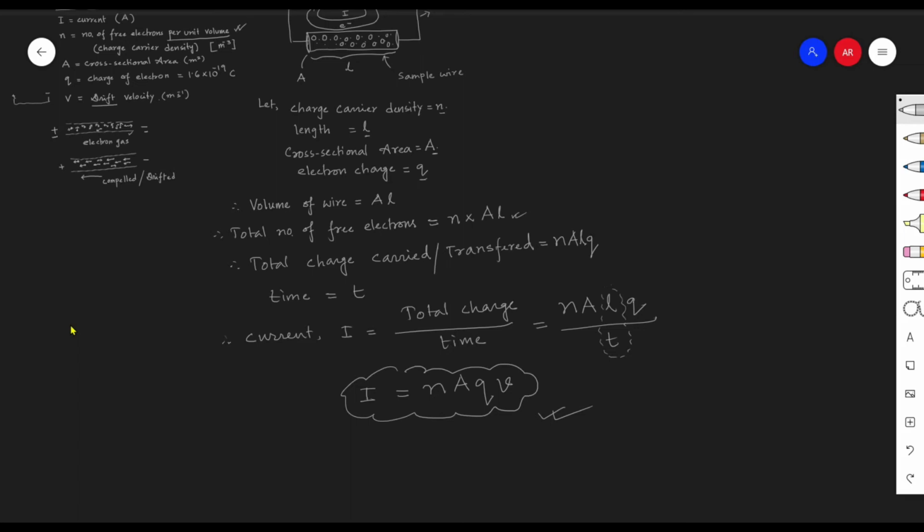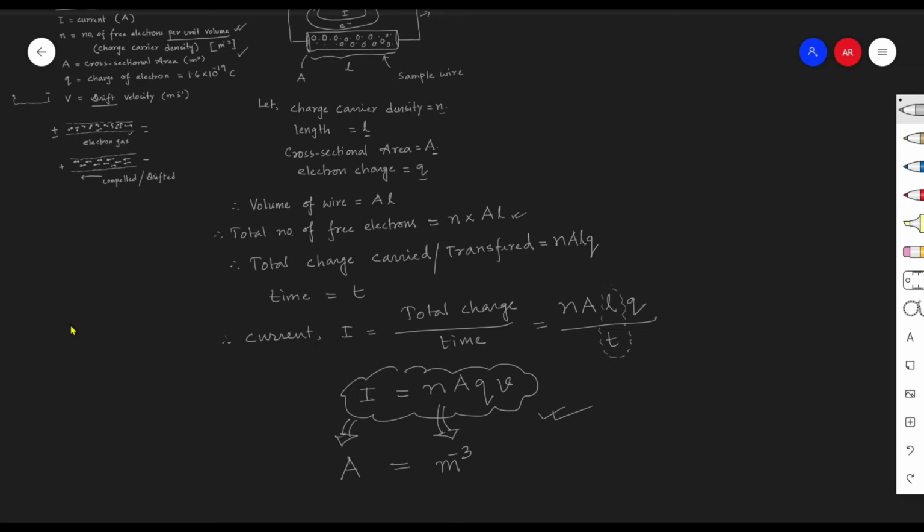Let's check it out. What is the unit of the left hand side? So we check the homogeneity of the equation in terms of the base unit, right? So what is the base unit of current? It is ampere. Fine. What is the unit of N, the charge carrier density? As I mentioned earlier, it is per meter cube.